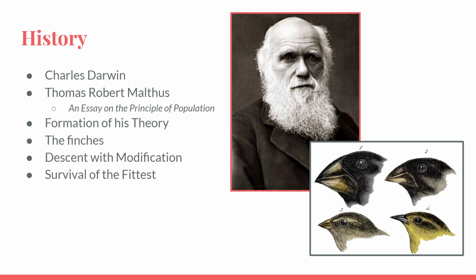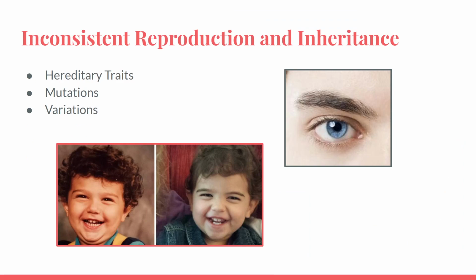And the next key point is descent with modification. This states that essentially when two parents have produced their offspring, the offspring will share traits of the parents. However, there will still be differentiation, as these traits are not always the same. This can be through mutations or just because it's a mix of two parents. So, inconsistent reproduction and inheritance. This is essentially descent with modification.